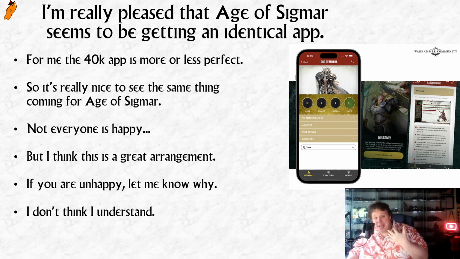Now, therefore, I'm really pleased that we know that Age of Sigmar seems to be getting an app that's identical to the 40k app. I'm going to be annoyed if it isn't. I hope it's exactly the same model, where everything's free in the app to begin with. And then as you get an army book, you buy your army book, put in your code, and then everything continues being available to you once you put your army book code in. That's what I want.